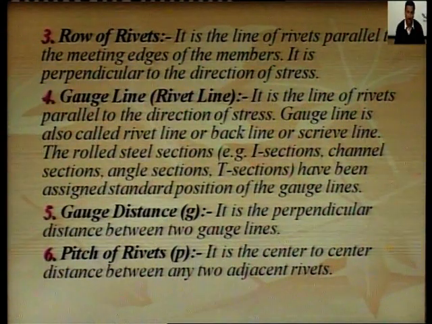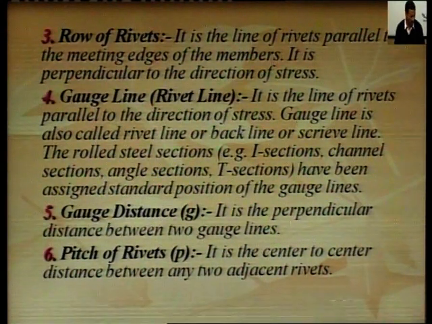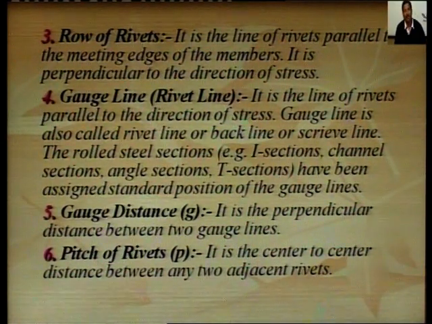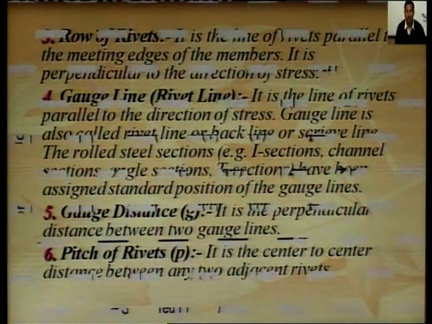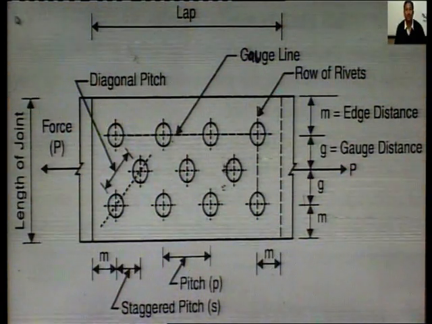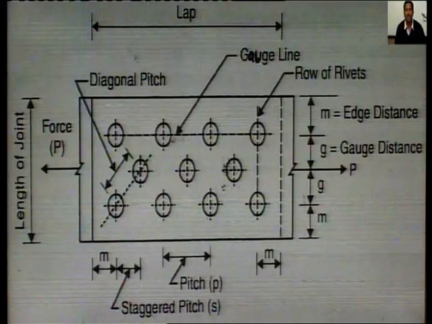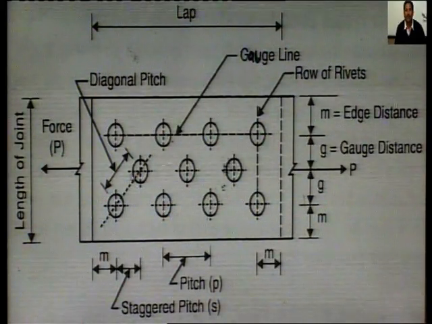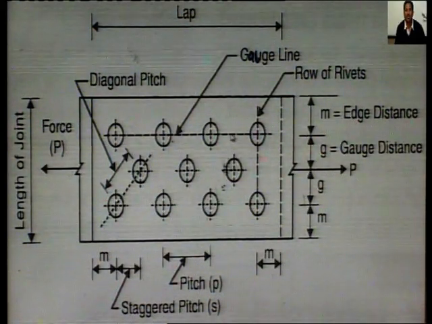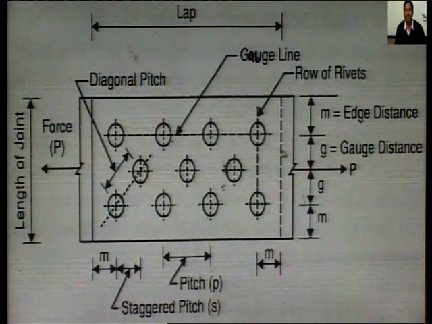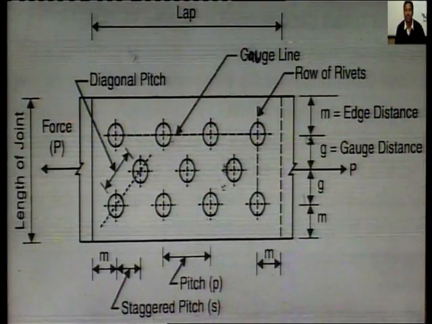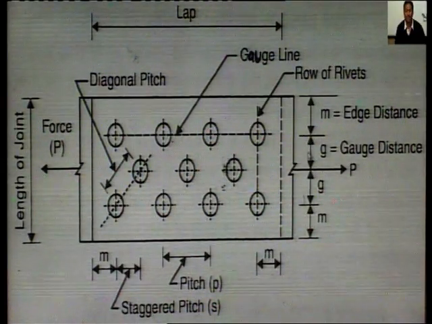Next definition is gauge distance. It is the perpendicular distance between the 2 gauge lines. So, the normal distance between the 2 gauge lines, these are the gauge lines, is called gauge distance. It is denoted by G. So, this distance is called gauge distance.